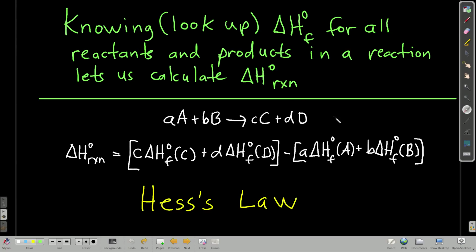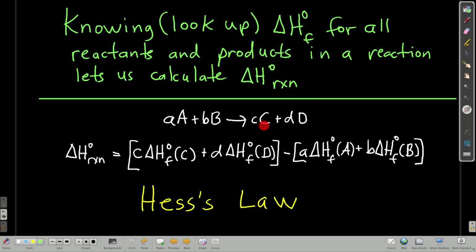Now, here's where we really get into how, as a practical matter, we use Hess's law most of the time. You can look up the heat of formation for almost any compound. So if you have a chemical reaction that you're looking at and you want to calculate the heat of reaction for that, if you look up the heats of formation of the products and the reactants, you can calculate the heat of reaction really easily and simply.